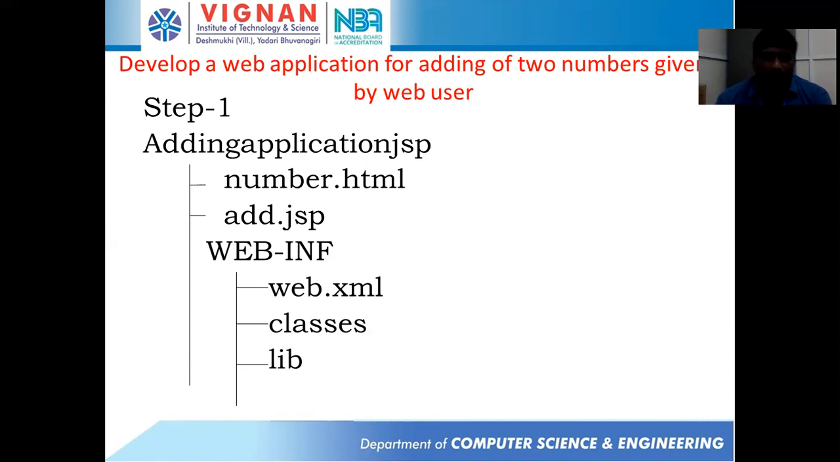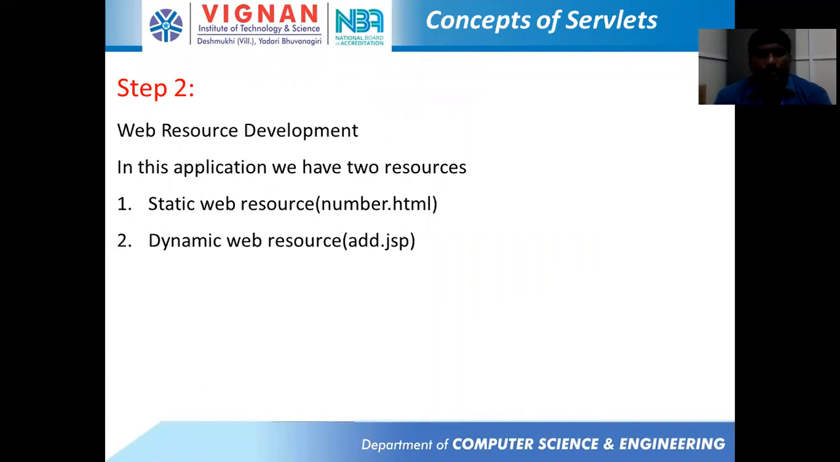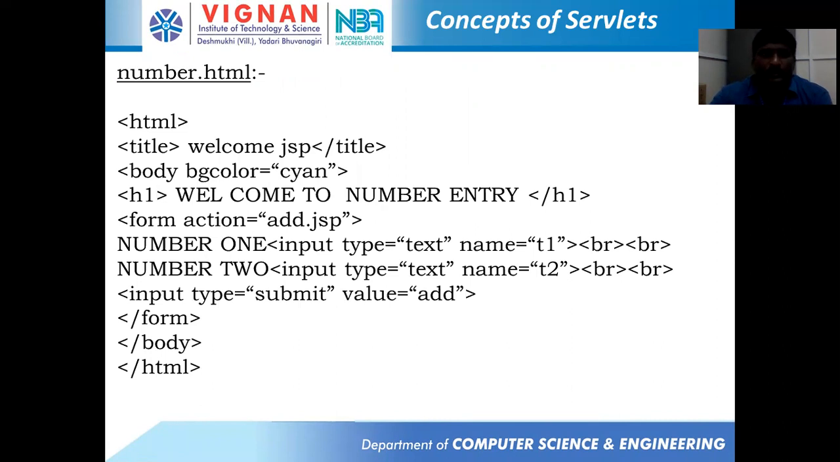So as usual, the directory structure is what we discussed earlier, with classes. Okay, so in step 2 we need to develop resources. There are two resources: one is a static web resource, that is number.html, and the dynamic web resource, that is add.jsp. This is number.html, the same number.html we discussed in the first Servlet application. Here the form action is add.jsp, so the request goes to add.jsp, right?